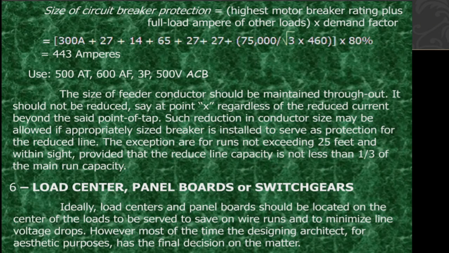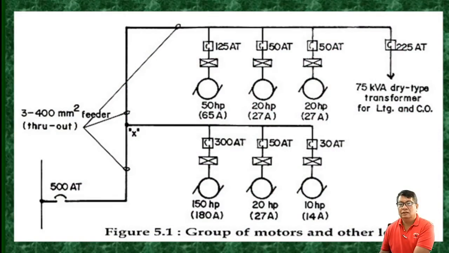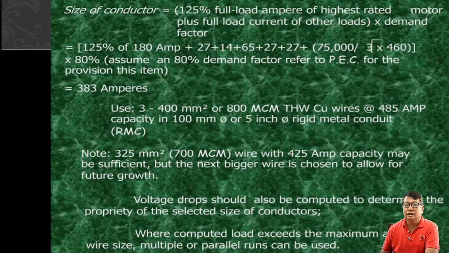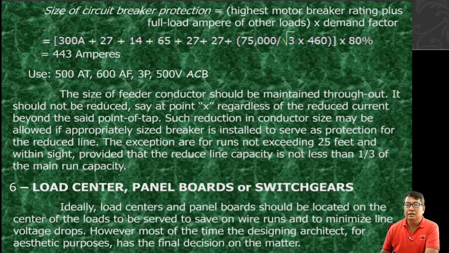Okay, so next we have to determine the circuit breaker, highest motor breaker, and then protection, and then demand factor. Okay, so we have this 300 amperes. Okay, so we have yun, di ba? 300 yun eh. So lahat-lahat na yun, no? 300 amperes. Then yung 27 mga load saka yung transformer. So more or less we have that 500 ampere trip or 600 ampere fuse 3-phase.